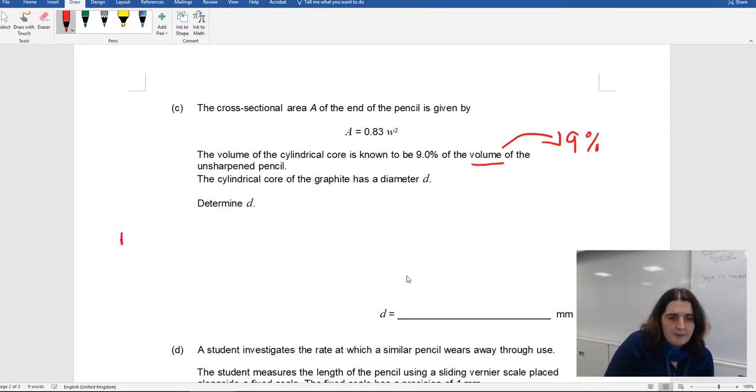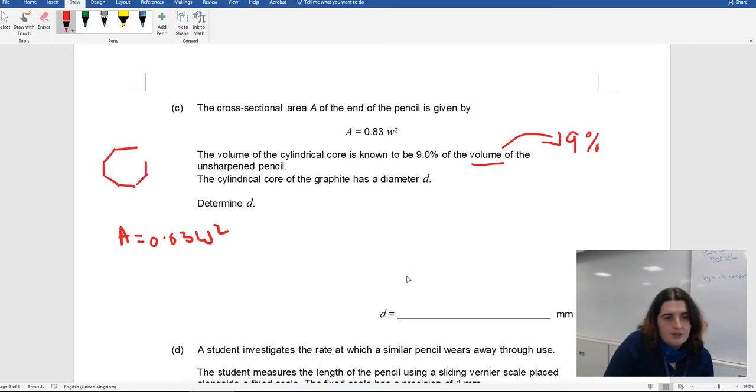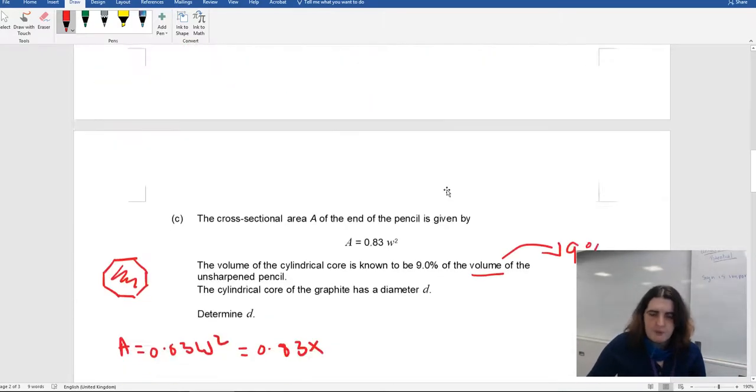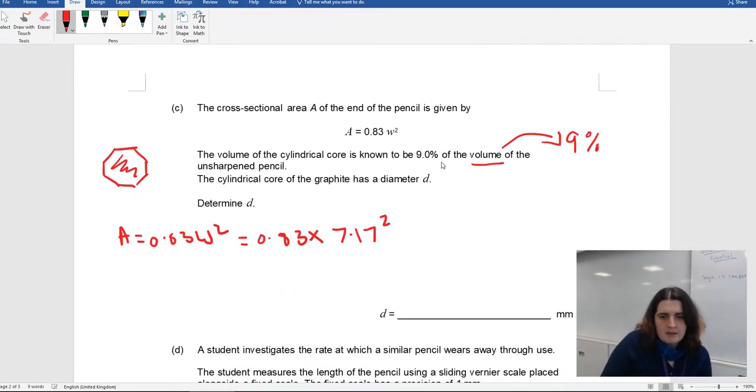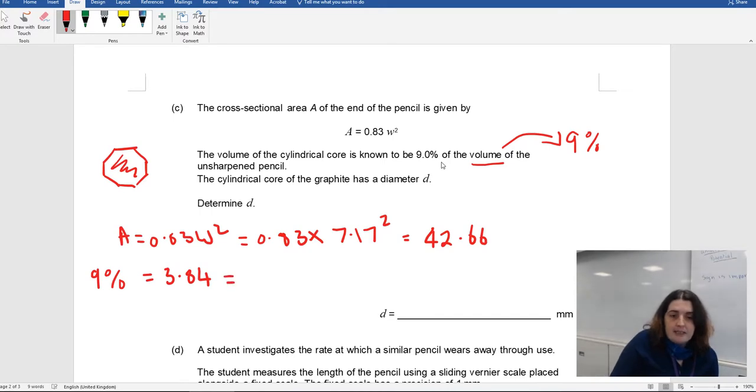Okay, so first of all, let's work out the 0.83 W squared. Let's work out the area of the wood. So we're looking at the cross-sectional area of the wood there. It is this formula here. So I've got 0.83 times by W, which was 7.17, squared. Okay, so 0.83 times 7.17 squared is 42.66. 9% of that is 3.84. Okay, so I know that's going to be the cylindrical core.